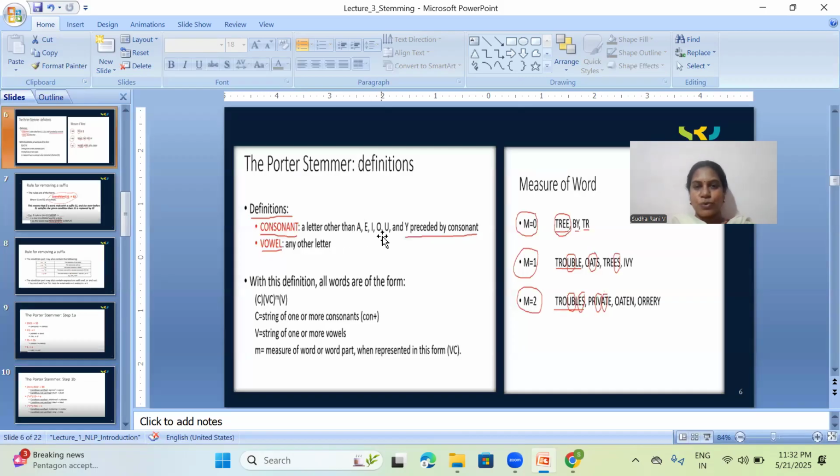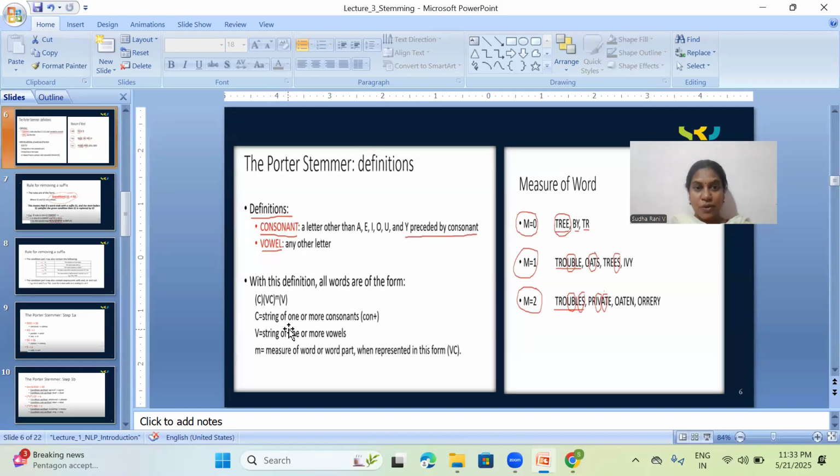A, E, I, O, U are vowels, and the remaining letters are the consonants. With this definition, all words are of the form [C]VCVC...[V]. Here we have a formula for the Porter stemmer, for how it converts a stemming word to its root word. So we can see C, V, M.